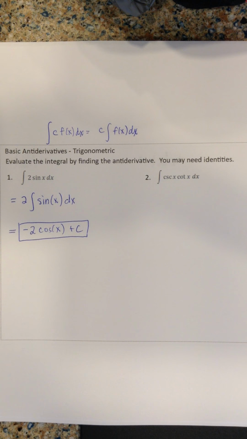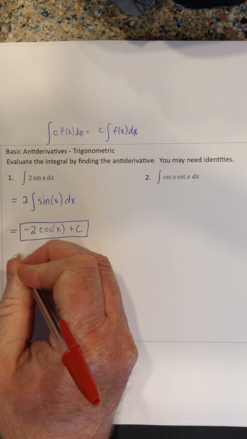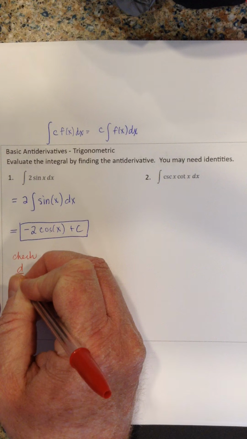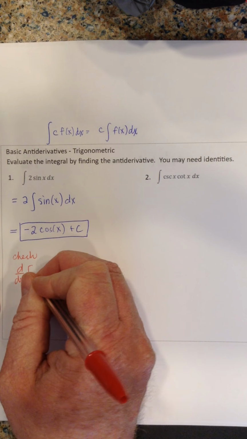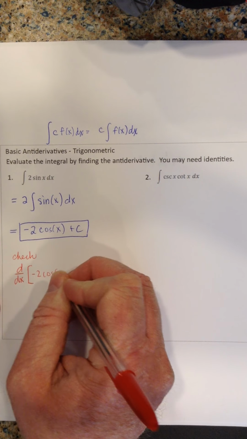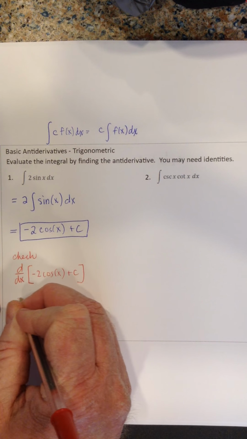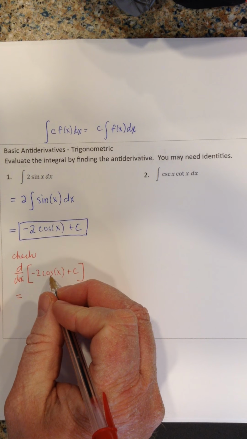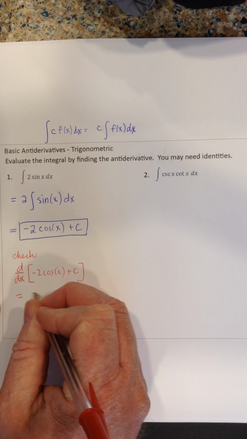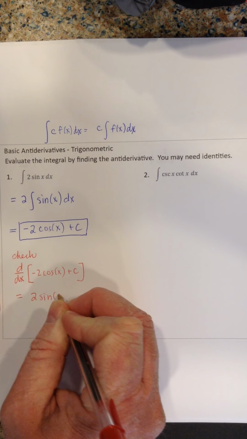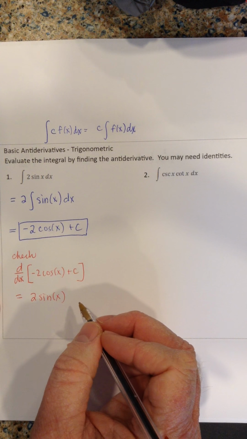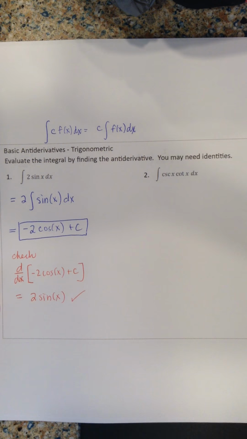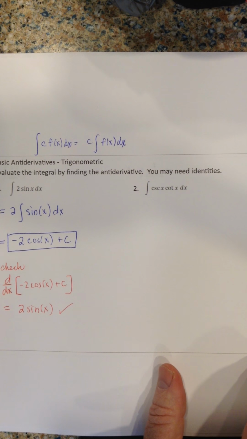And if I want to check that, so my check, I can take the derivative of negative 2 cosine of x plus c, and I get, let's see, derivative of cosine is negative sine, so I cancel the negatives, so I get 2 sine of x. And the derivative of a constant is 0, so I just get 2 sine of x. So it works.